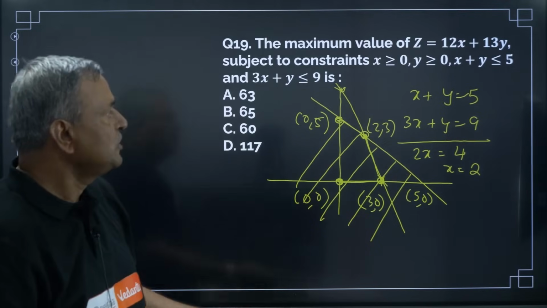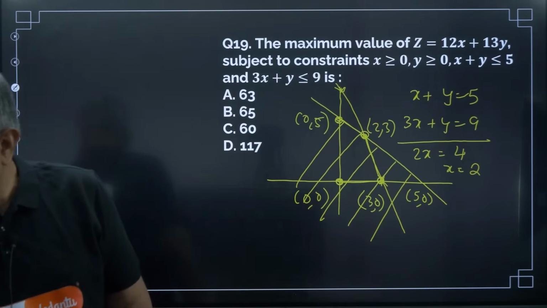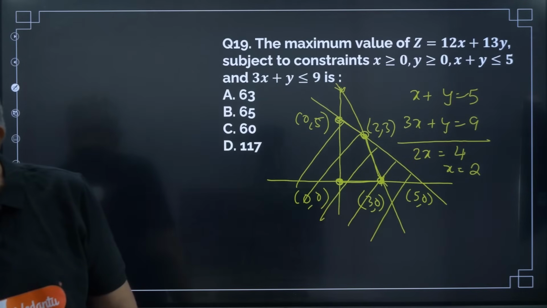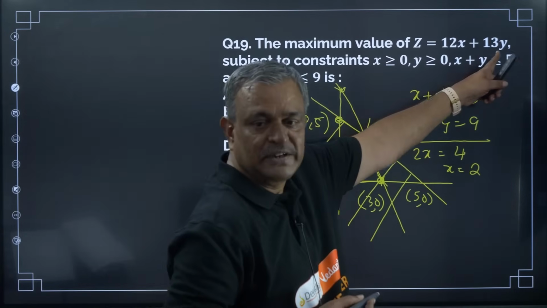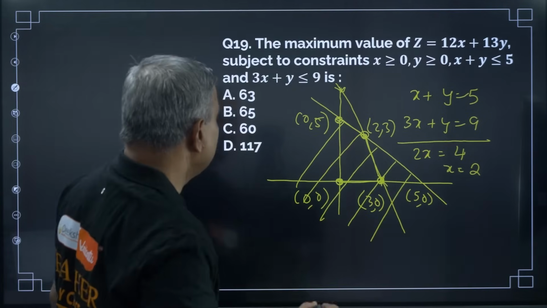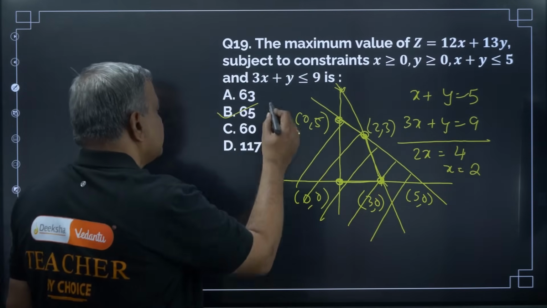You substitute the values, whichever gives the maximum. I think you will get the maximum at 65. 65 you get at (0, 5). This is 13 times 5, which is 65. So you get (0, 5) with 65 as the highest value.